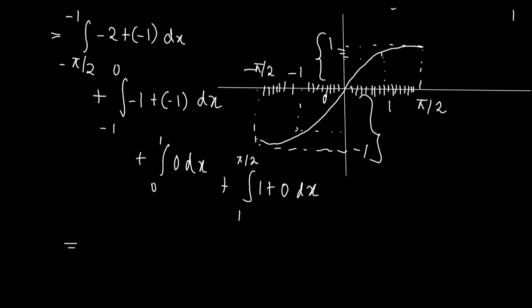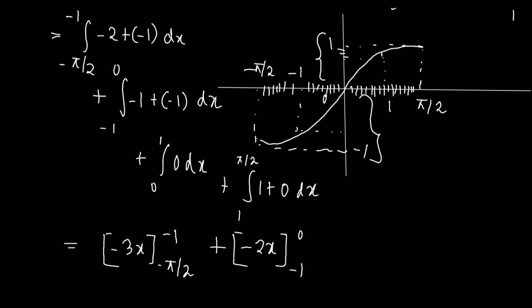Now it is actually what? It is minus 3 into dx, that is, the integration will be minus 3x, from minus pi by 2 to minus 1, plus here it will be minus 2, so minus 2x from minus 1 to 0, plus this will be 0. So it is 0 dx, no? And here we will get x, that is from 1 to pi by 2.